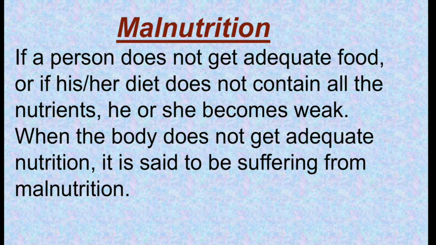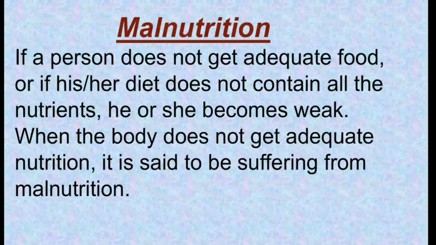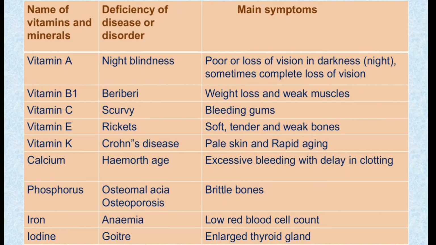Let's talk more about the deficiency diseases in detail and their symptoms. Here I have the names of vitamins and minerals, deficiency diseases or disorders, and their symptoms. If we do not take vitamin A, it may lead to night blindness, and the symptoms will be poor vision or loss of vision. If we do not take vitamin B1, it may lead to the beriberi disease, and the symptoms will be weight loss and weak muscles. If we do not take a good intake of vitamin C, it may lead to the scurvy disease, and bleeding gums are the symptoms.